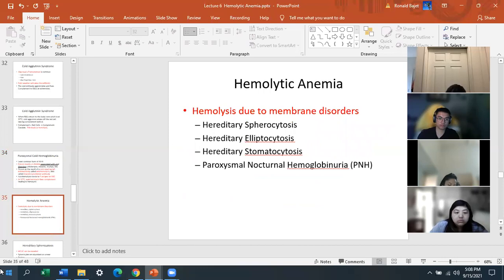Remember those abnormal RBCs: spherocytes, that's found in hemolytic anemia, elliptocytes, hemolytic anemia, stomatocytes. Those three will result in hemolytic anemias. Then the fourth one is paroxysmal cold hemoglobinuria, and that's another one that I haven't talked about.